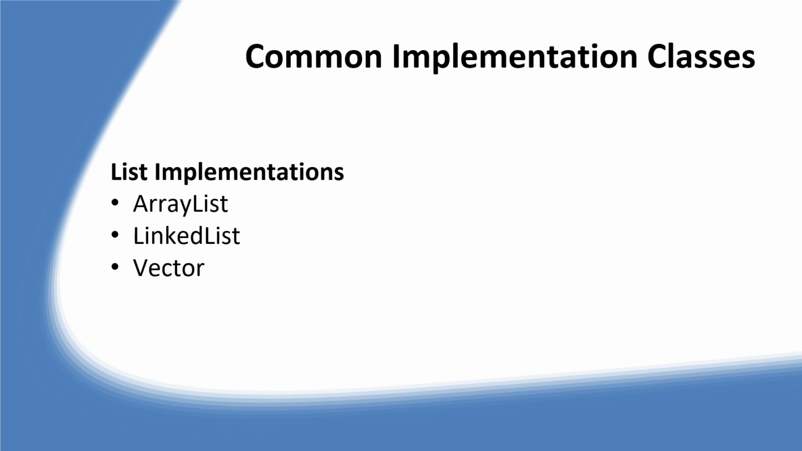And there are common implementation classes. The list interface cannot be instantiated directly. Why? Because list is an interface. So instead, Java provides several implementation classes, out of which the most commonly used are ArrayList, LinkedList, and Vector. We will study each of these in separate videos.